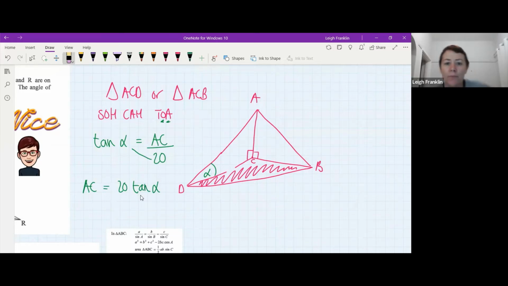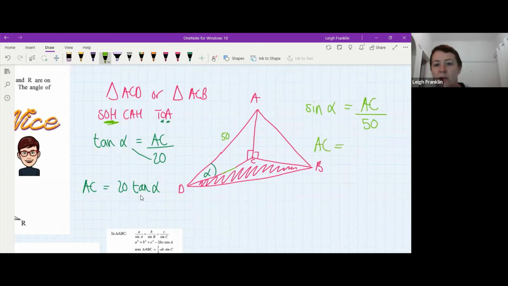Yes, ma'am. Okay. Or for example, if they didn't tell you that this one over here was 20 and they told us that this over here was 50 and they still wanted AC. We've now got the opposite and the hypotenuse. So opposite and hypotenuse means we have to use the sine of the angle. So working with our basic trig ratios, we would say the sine of alpha is opposite AC over hypotenuse 50. So AC is equal to 50 sine alpha.